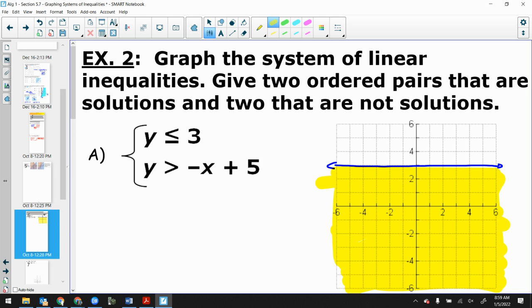Now, let's take a look at our second line. It's already solved for y, so that's good. Our slope looks to be -1. Our b value looks to be 5. So I'm going to graph this just like I would. I see the slope. I see the y-intercept. I'm going to graph my y-intercept, then use my slope to generate some more points. Watch out, the slope is negative. Down 1, right 1.